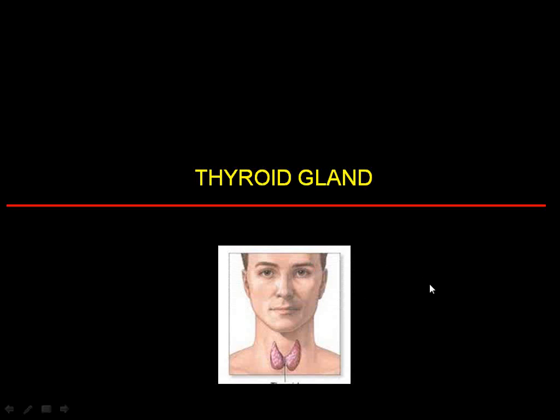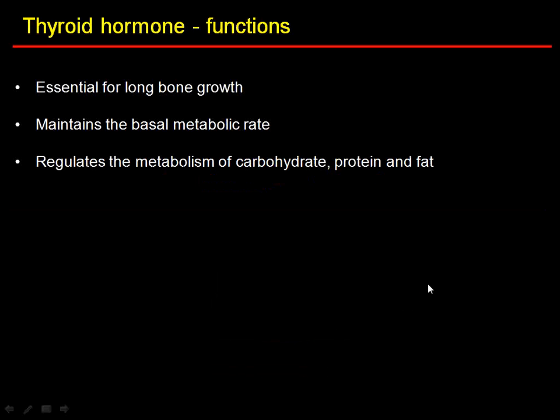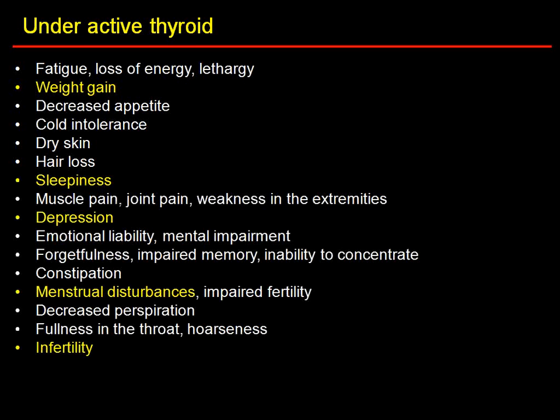The last is the thyroid gland, which is a well-known term nowadays amongst, at least in the urban areas. The functions are a multitude. Its actions are almost in every single tissue. It is essential for the long bone growth. It maintains the basal metabolic rate and regulates the metabolism in many ways. Again, this is not an exhaustive list.